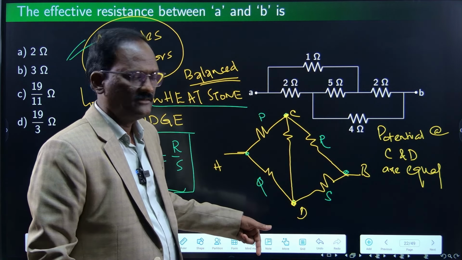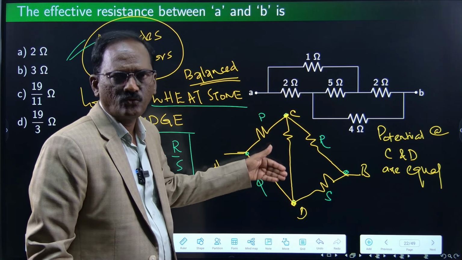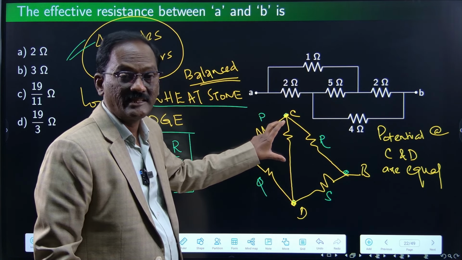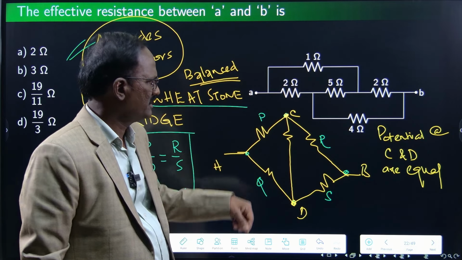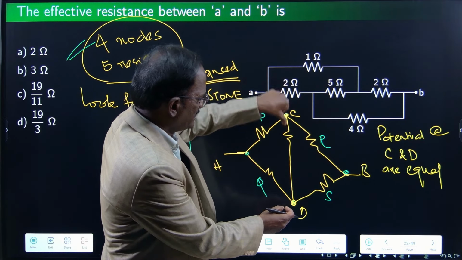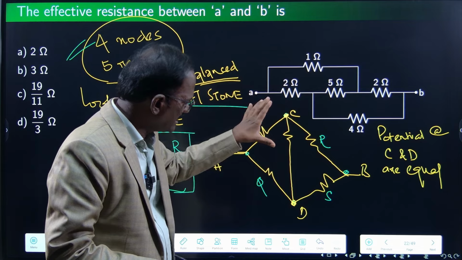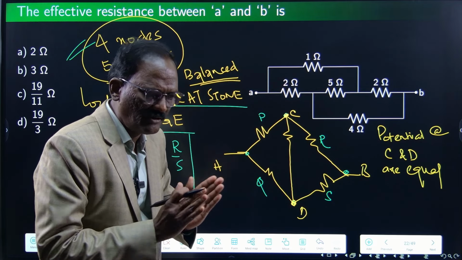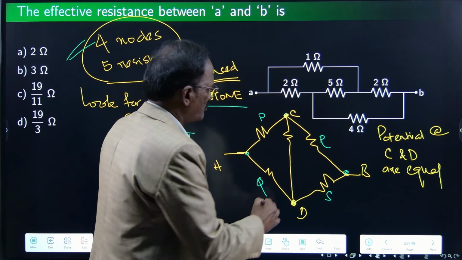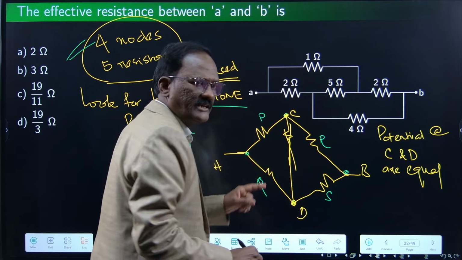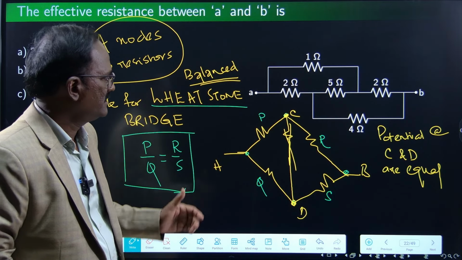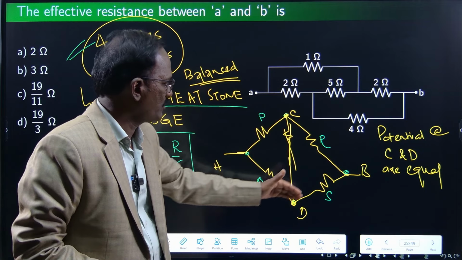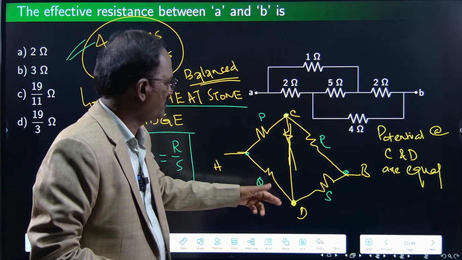If they are equal, no current will flow through this center resistor because the potential difference is zero. If voltage at C and voltage at D are equal, the potential difference is zero. If the equal potential is available, no current flows through it. Technically, we can remove this center resistance. Then I will have only 4 resistances: P, Q, R, S.